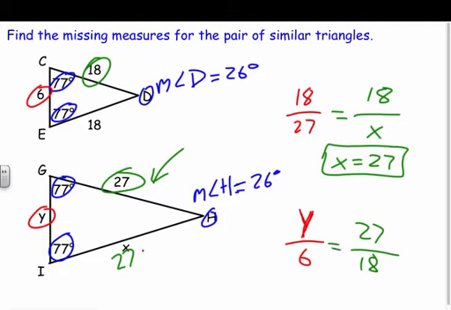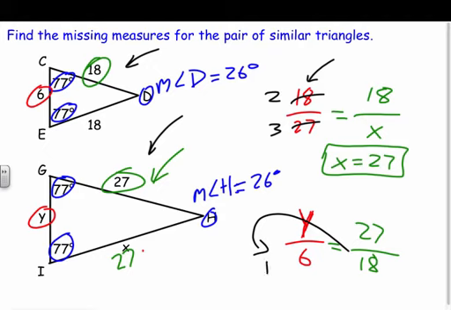So now I can use my cross product. Or another way I could have done it is, if I look up here, this 18 over 27, if I would simplify that, 9 goes into both, so there's 2/3. So basically I know that these top guys are 2/3 the bottom sides. So that's another way I could do it. But let's go ahead and do the cross product. So I got 18 times Y equals 6 times 27. And 6 times 27 gives us 162. And then we divide by 18, and we get Y equals 9.